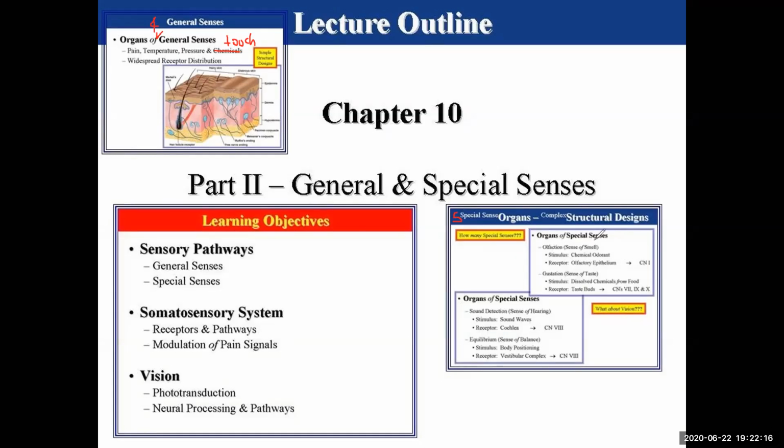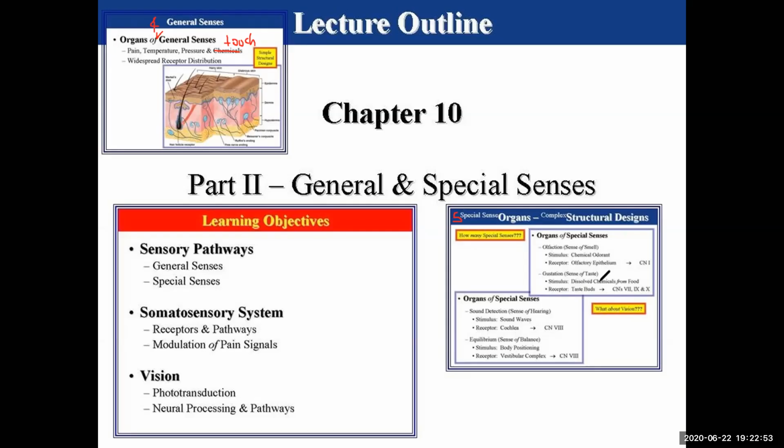So for example, sense of smell, you recall that's olfaction. Sense of taste, gustation. Sense of hearing, sense of balance, equilibrium. So these are the nerves. For sense of smell, the stimulus is chemicals. The receptor is called olfactory epithelium, sending information through cranial nerve number 1, olfactory nerve.